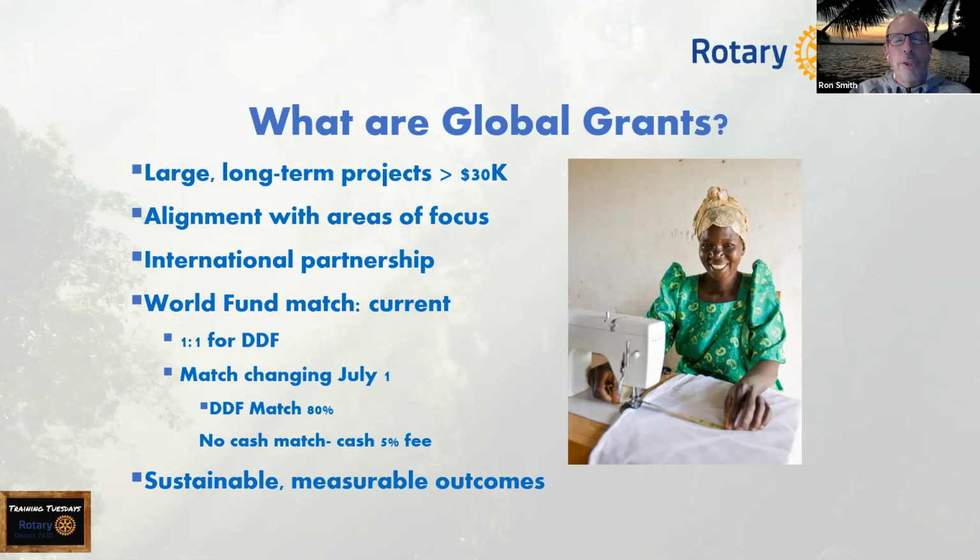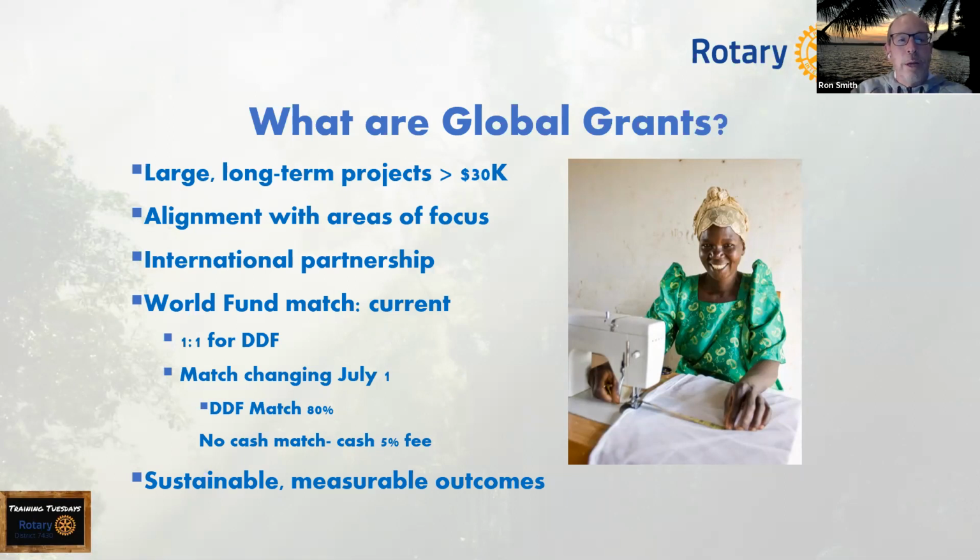The World Fund match currently has been 1-to-1 for district designated funds. If you went to grant training last night, maybe you learned about it, but the district has an allocation based on what was given to our annual fund by Rotarians in our district 3 years ago. And when that comes back, a certain portion of it goes to district grants, and the remaining portion sits there and can support global grants and a few other things. But our district uses most of that for global grants.